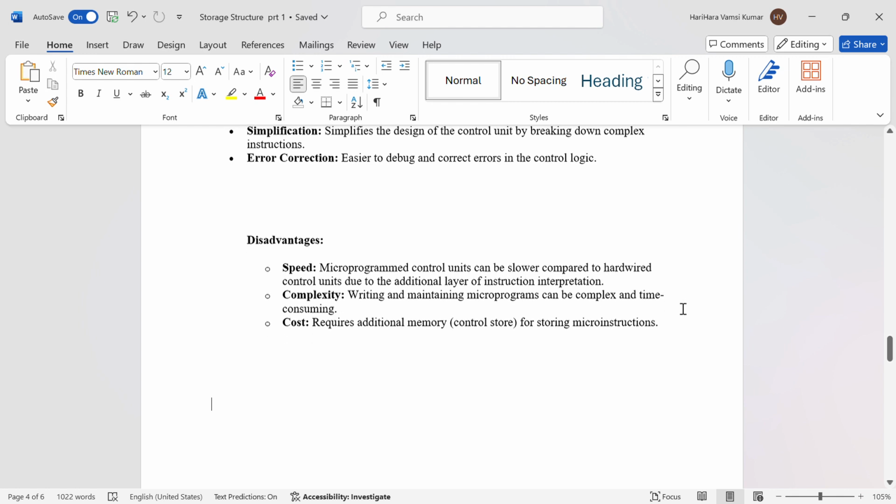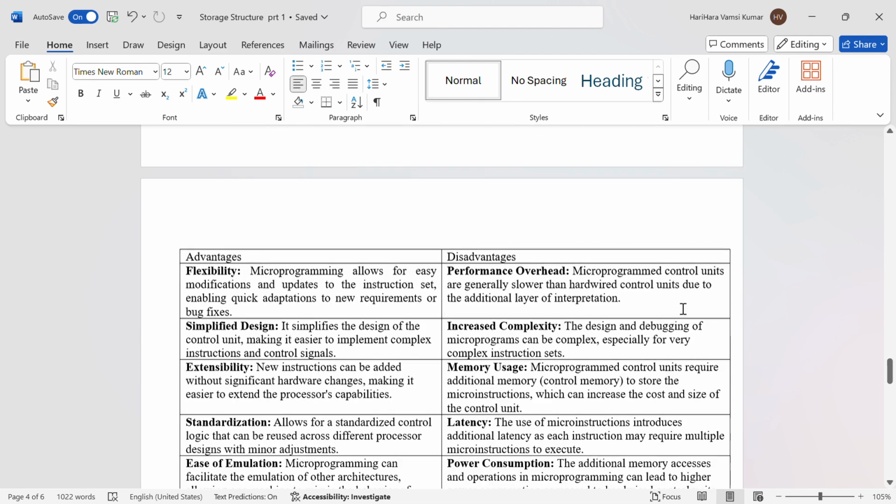And the disadvantages. Speed: microprogrammed control units can be slower compared to hardwired control units due to the additional layer of instruction interpretation. Complexity: writing and maintaining microprograms can be complex and time consuming. Cost: requires additional memory for storing microinstructions.